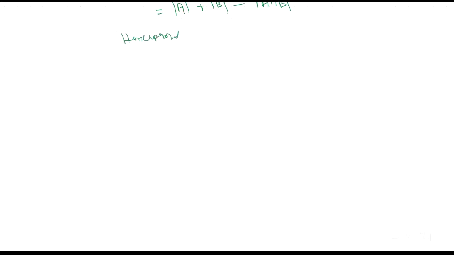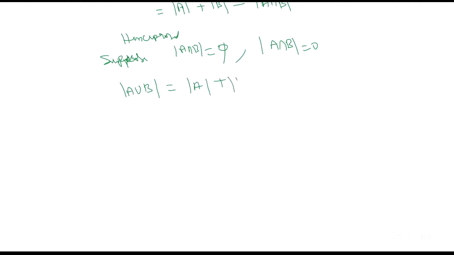Suppose mod A intersection B equals the null set. That means mod A intersection B equals 0. Then the above theorem becomes A union B equals mod A plus mod B.